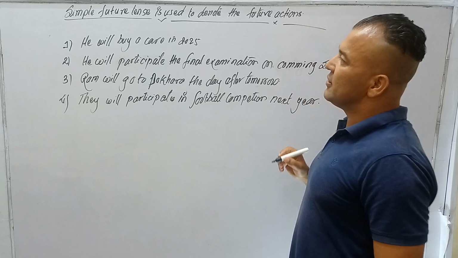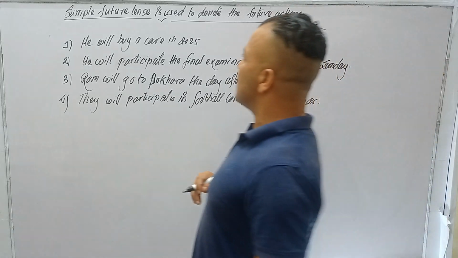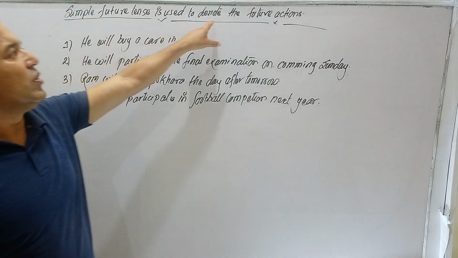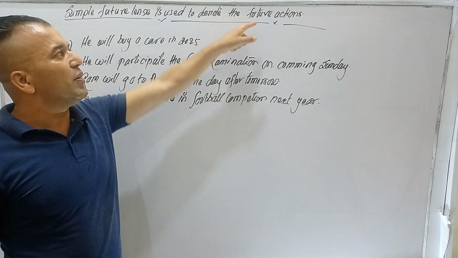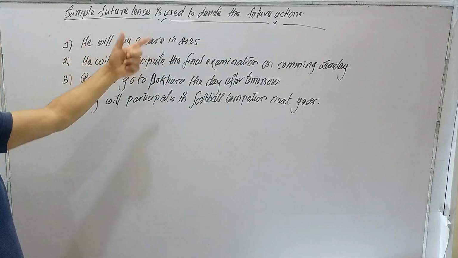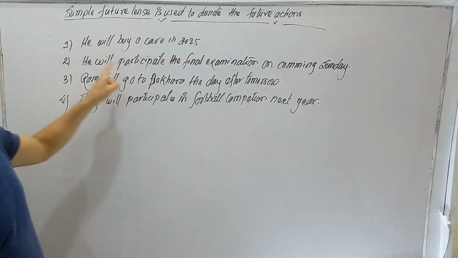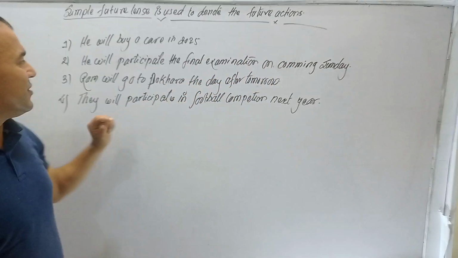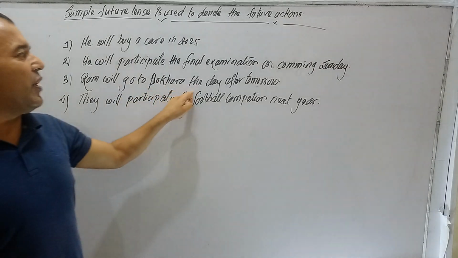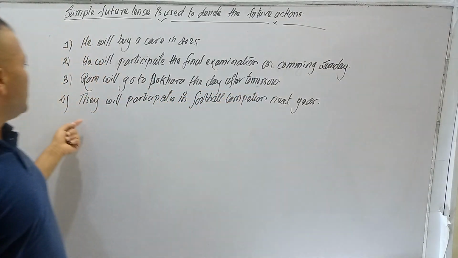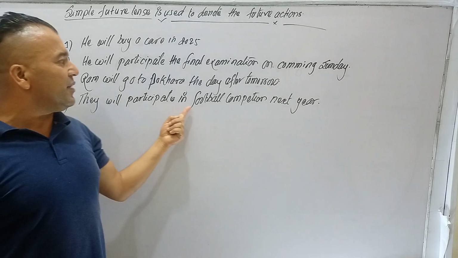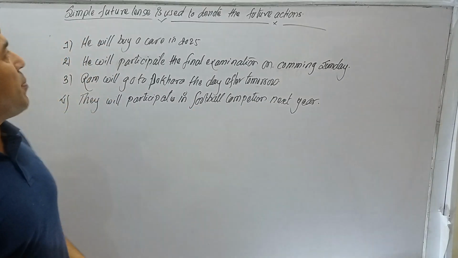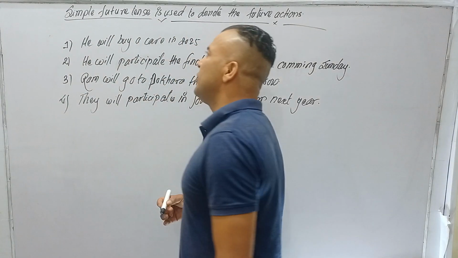Understand? These are the examples. Simple future tense is used to simply denote. It's not past, simply denotes the future action. He will buy a car in 2025. He will participate in the final examination coming Sunday. This is fixed. Ram will go to Pokhara the day after tomorrow. They will participate in football competition next year. These are the examples of simple future.